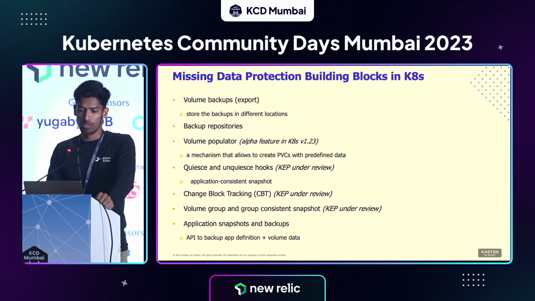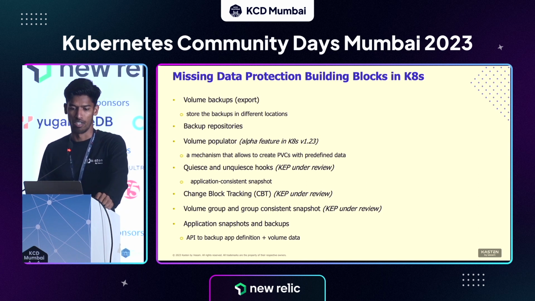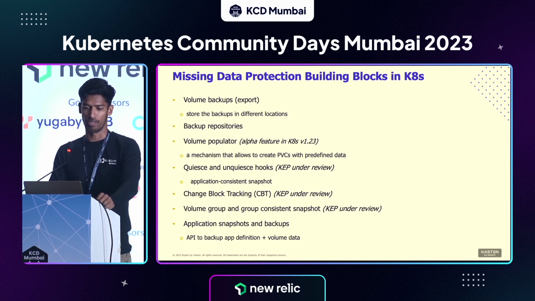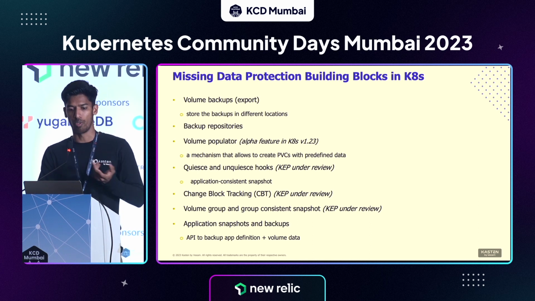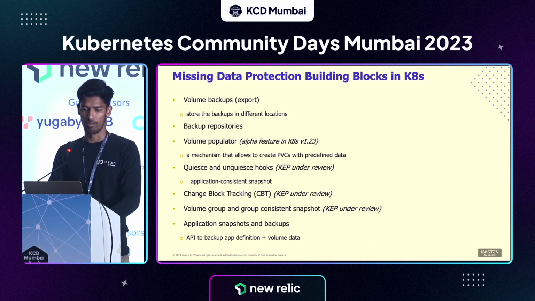To use volume backups, you'll obviously need to specify the location. So there should be an API in Kubernetes which allows us to provide the location information, right? Volume populator is, again, one of the missing building blocks in Kubernetes, to create a volume with pre-populated data, let's say, predefined data.